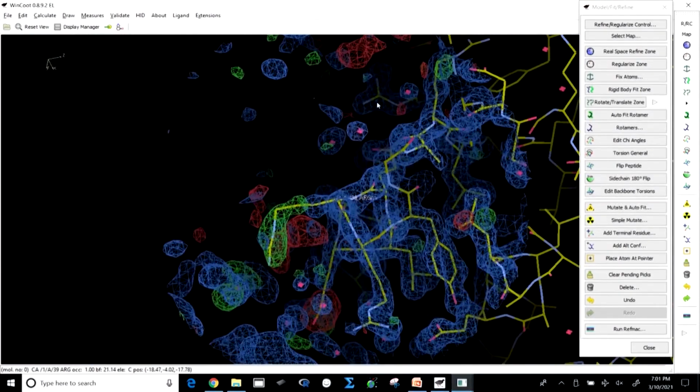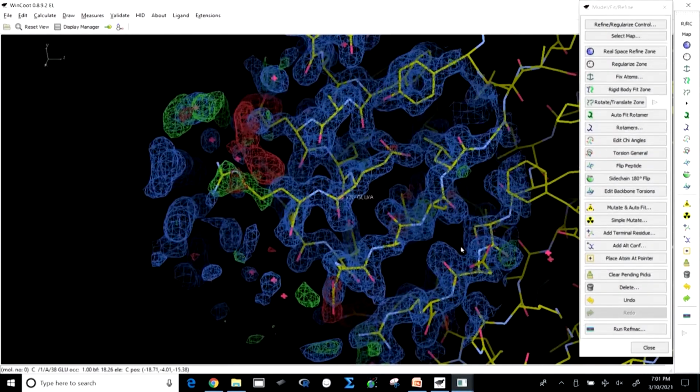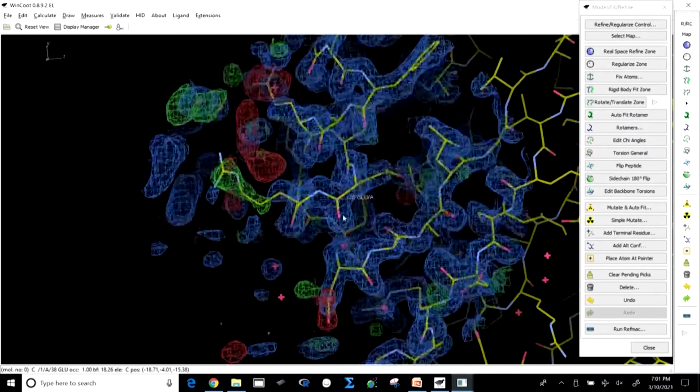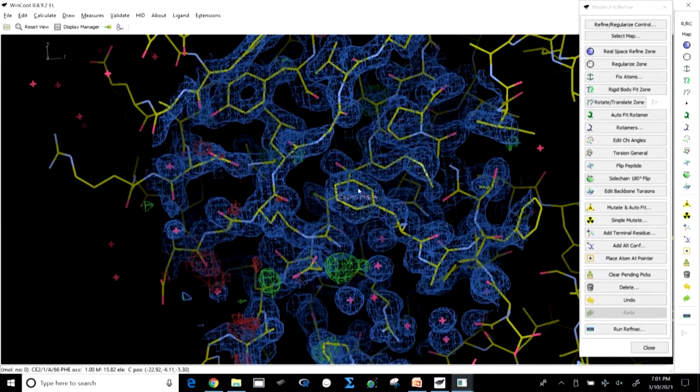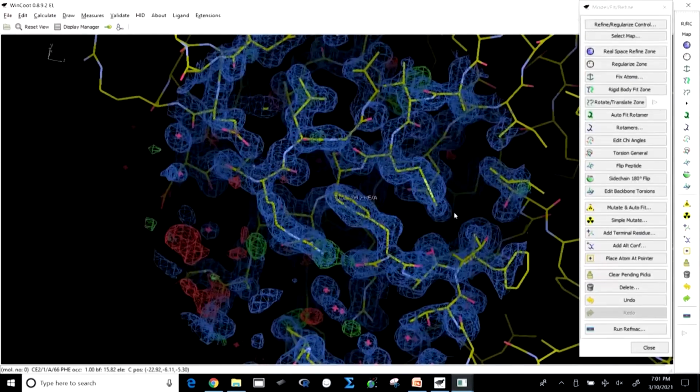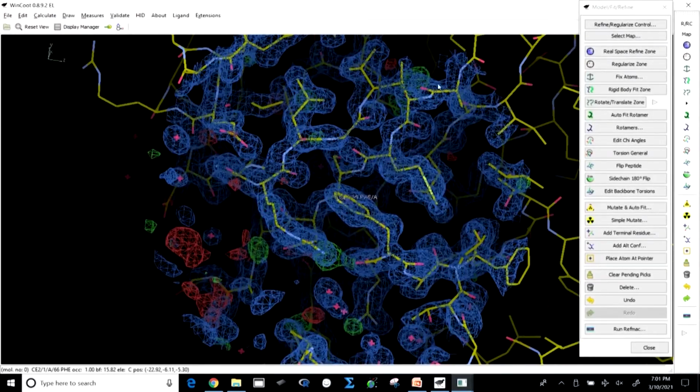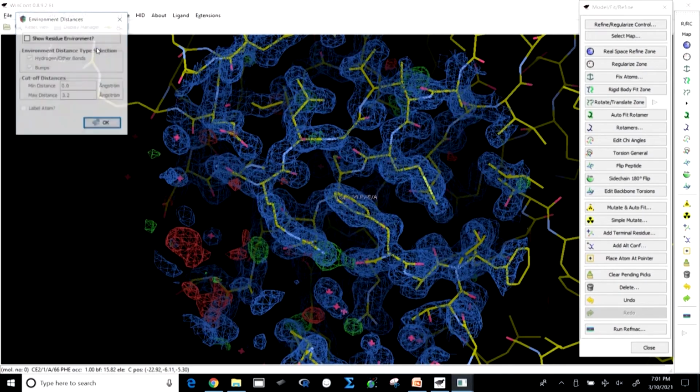Now, I would show you some cooler things. One is interaction. So, let us go to the interaction between the amino acids. How to? Go to measure, go to environmental distance, set show residue environment, do not take bumps, make this distance around 3.8 or 4 and label the atom.